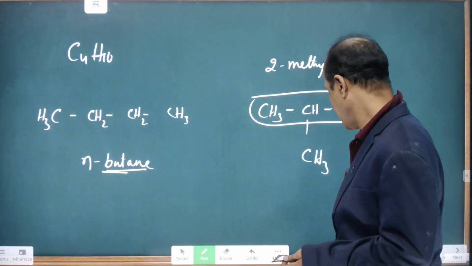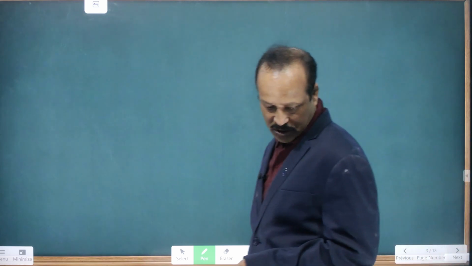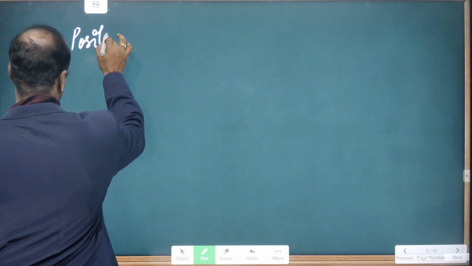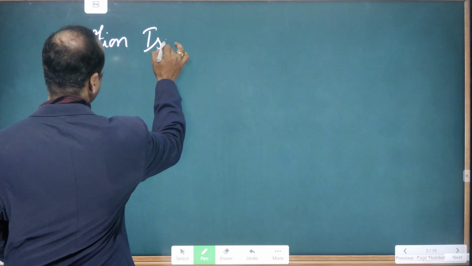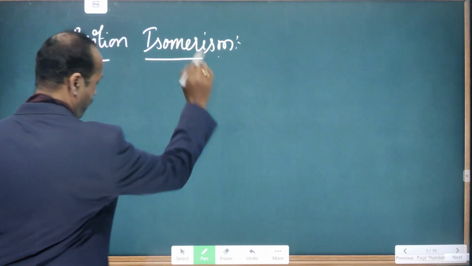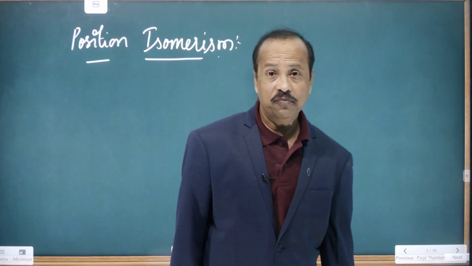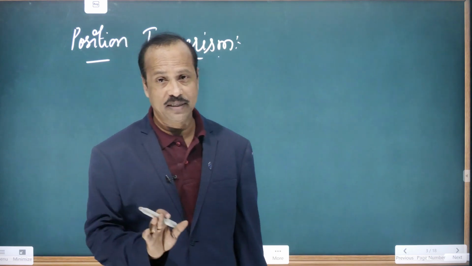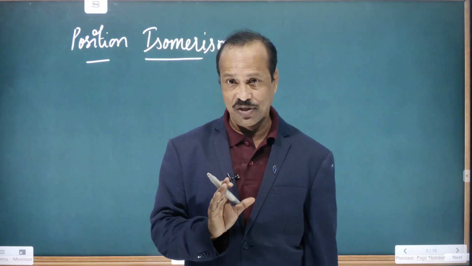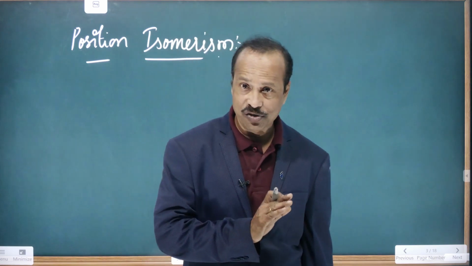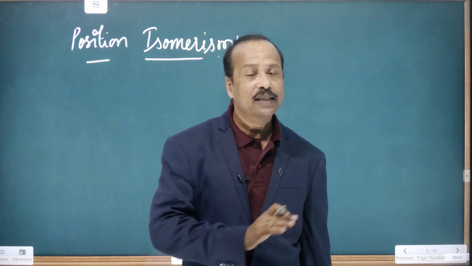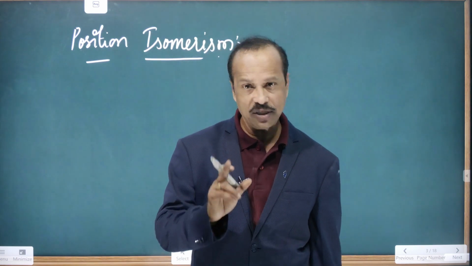This we already discussed in the last class. Now today we are going to discuss position isomerism, the second one. What is meant by position isomerism? If the chain is the same, the root word remains the same, but there is a change in the attached groups, meaning the position of the branches, or the positions of the double bond or triple bond, or the position of the functional groups, then we call it position isomerism.